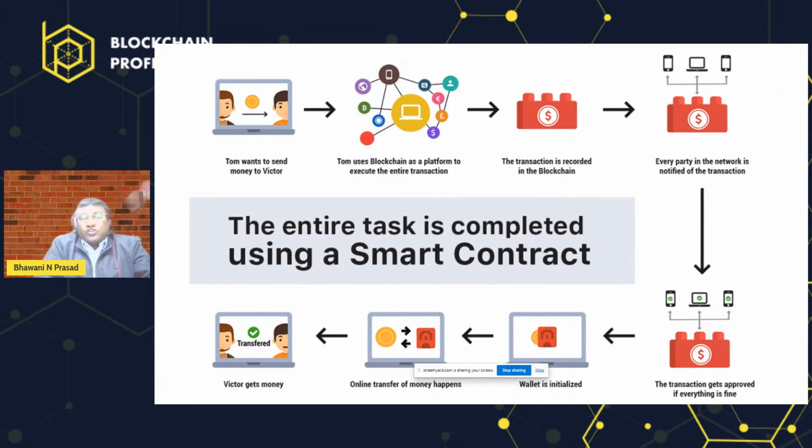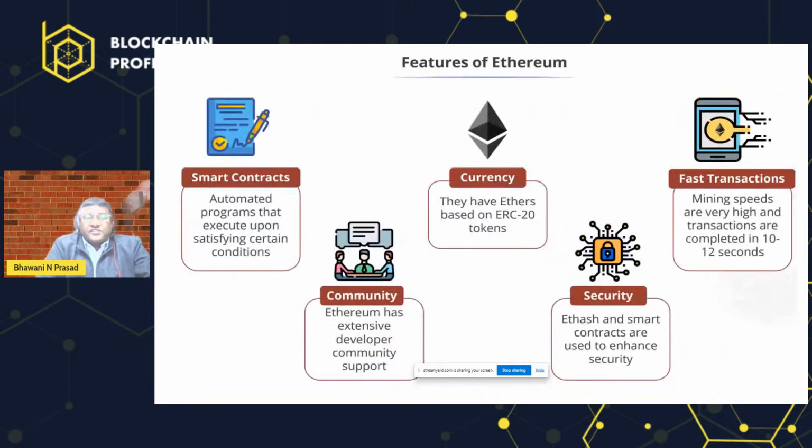Tom uses blockchain as a platform to execute the entire transaction. The transaction is recorded in the blockchain. Every party in the network is notified of the transaction. The transaction gets approved if everything is fine. While it is initialized, online transfer of money happens and Victor gets money. So this is one example of how blockchain works for money transactions.